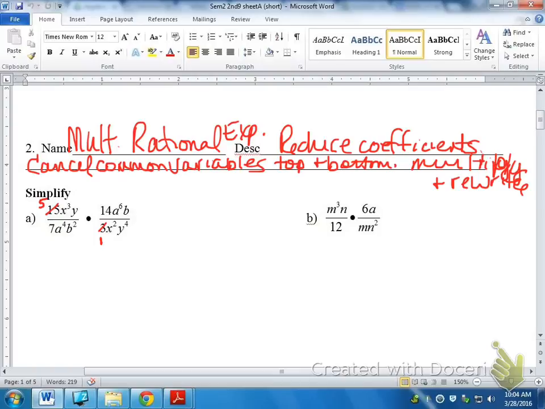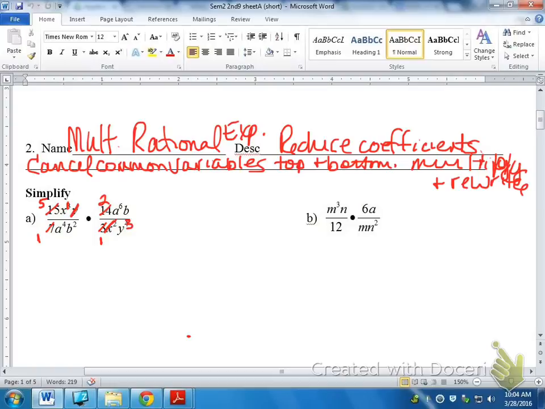Let's switch over to the 14 and the 7. So the 14 becomes a 2, and the 7 becomes a 1. So that's reducing coefficients. Now, canceling common variables. I'm just going to start on the top and go left to right, and hopefully not miss any. I've got 3 x's on the top and 2 x's on the bottom. How many can I cancel out? 2. I can cancel out all of these on the bottom, and the top would leave a 1x. Okay, I look at the y. There's 1 y on top and 4 on the bottom. So I cancel the 1 completely, and that leaves 3 on the bottom.